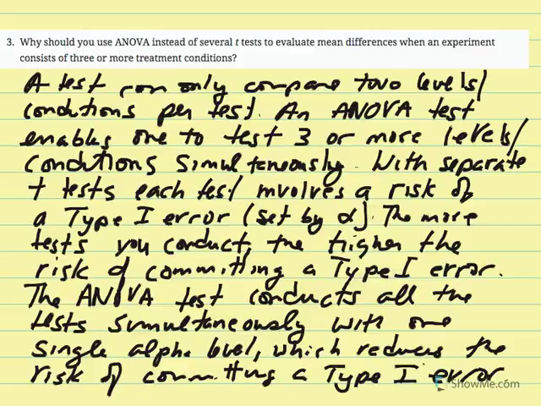If we were to do separate t-tests, each t-test would have its independent alpha level and risk of type 1 error. And with each test, we increase that risk of committing a type 1 because each test has its independent alpha level. So ANOVA is beneficial in the sense that everything is tested all at once with one single alpha, and that represents the percentage of likelihood of engaging in type 1 error.